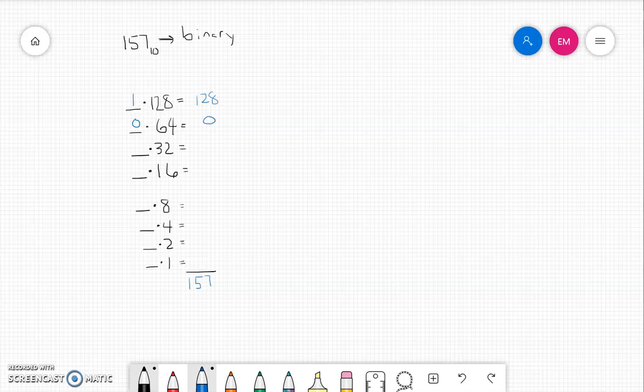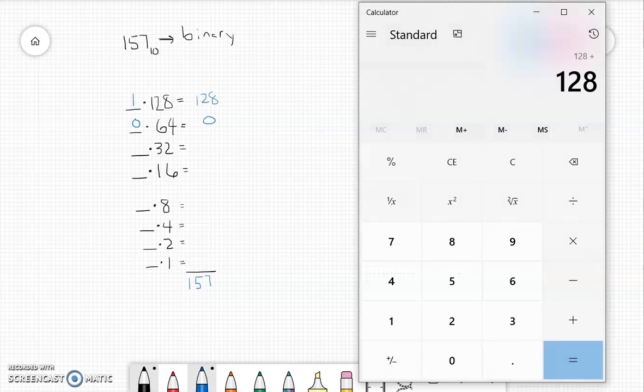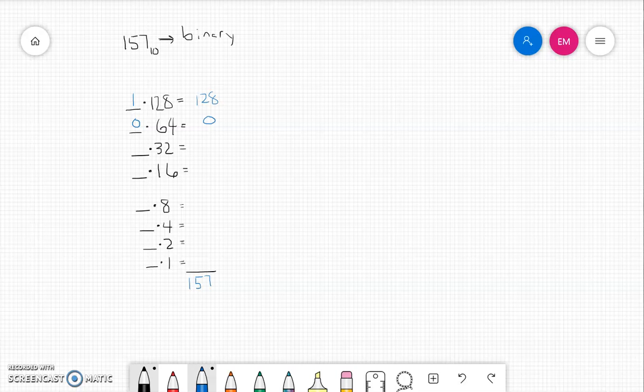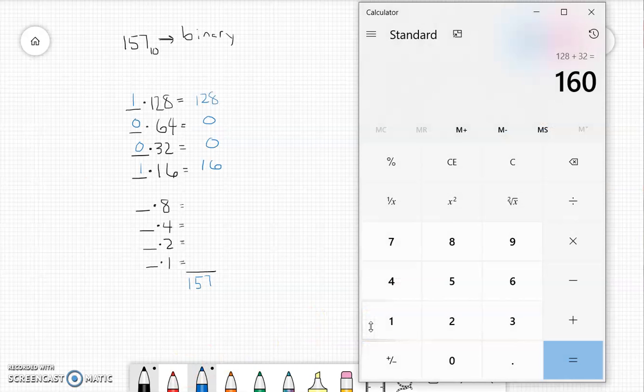Adding 32 to this, let me go over and get my calculator again. If I were to add 128 plus 32, I'm going to get 160. And again, that exceeds the 157. So if I had a 1 in that place value, that would be too much as well. So it's going to have to be a 0. Adding 16 to it certainly is going to be under the 157, so I'm going to need one of those. That's going to give me 16. Here's my calculator. If I add these up, 128 plus 16 gives me 144.